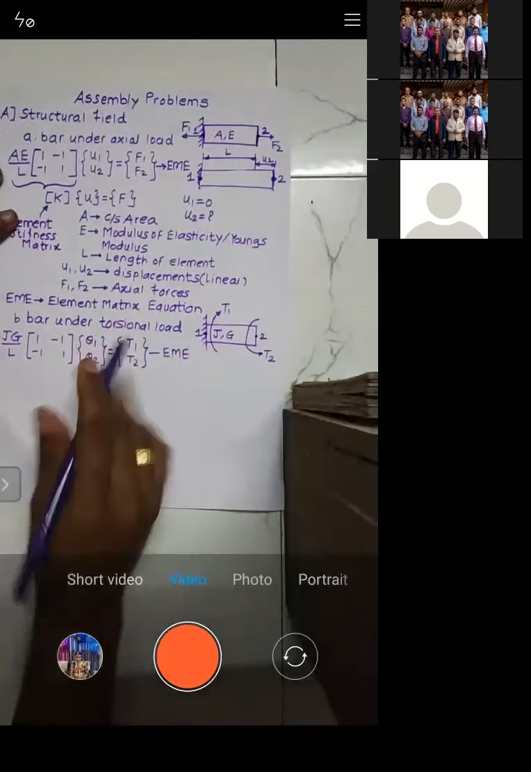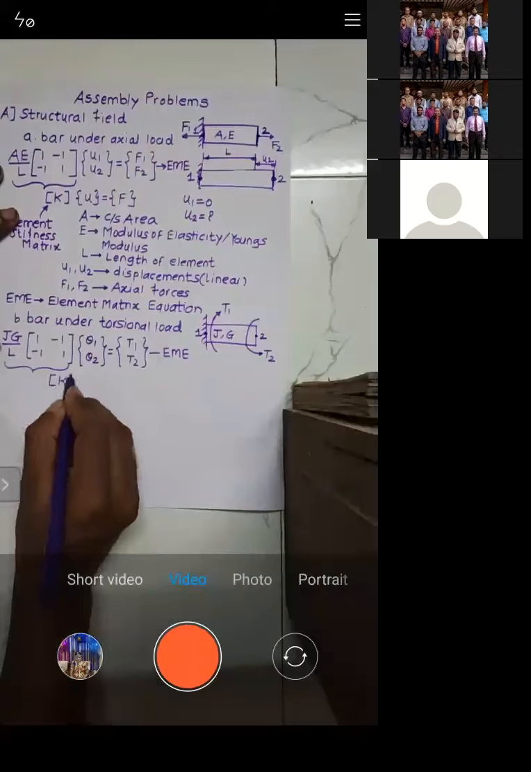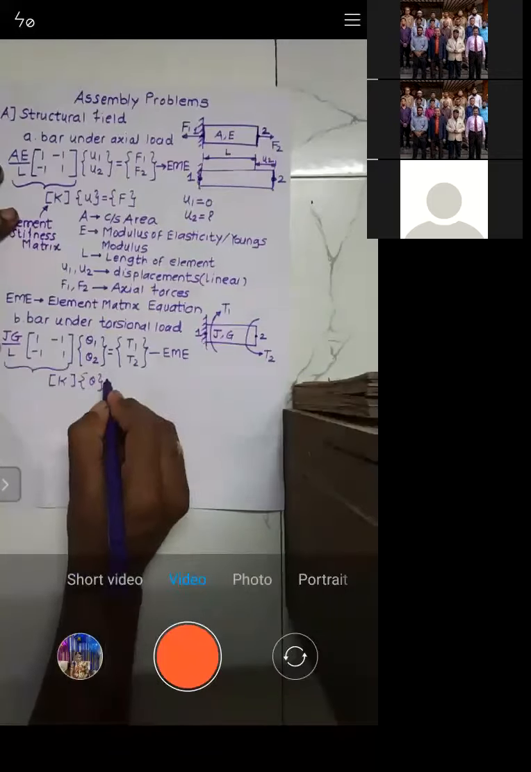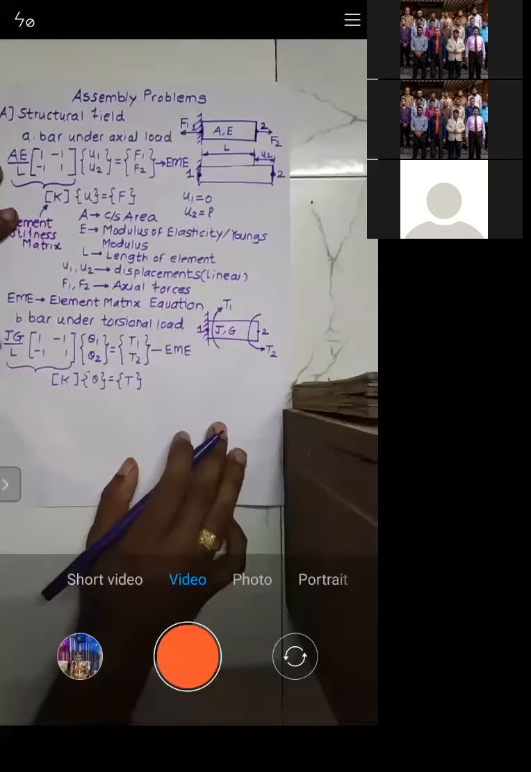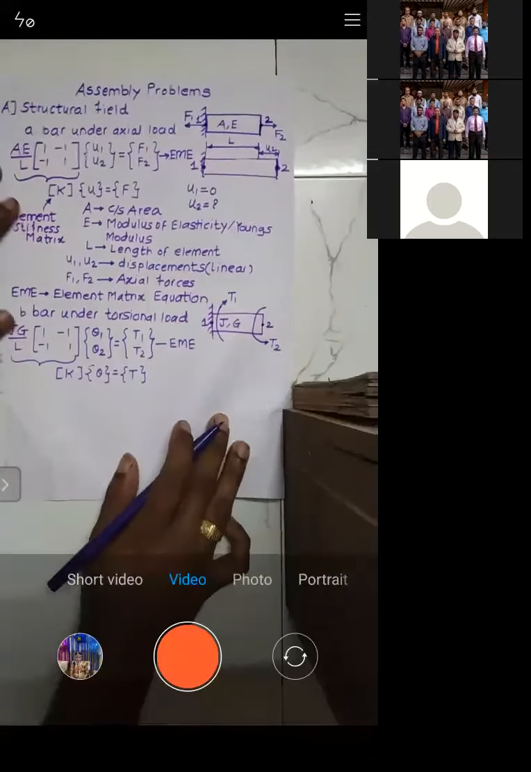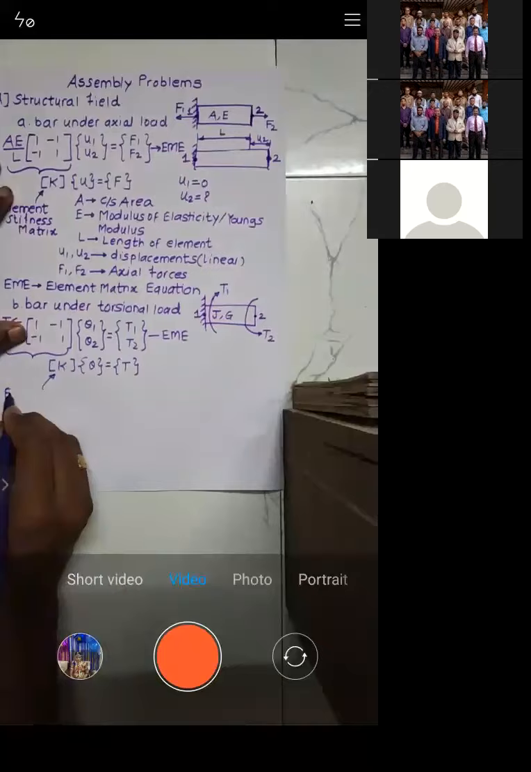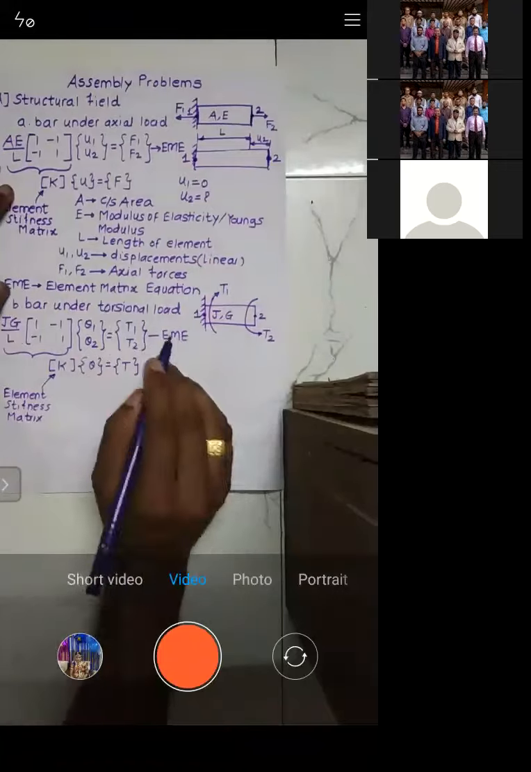If I write this in matrix form, I will write the stiffness matrix multiplied by the angular displacement, which is given by the torque. This K, as I told you, is called the element stiffness matrix. But this element stiffness matrix is for a torsional load.